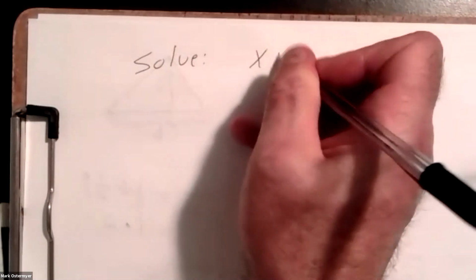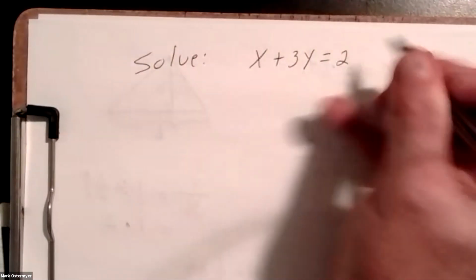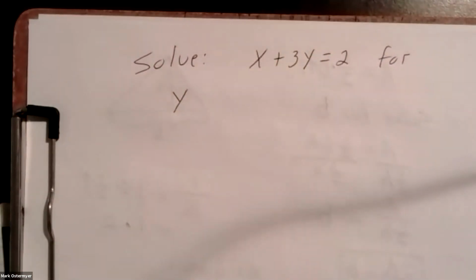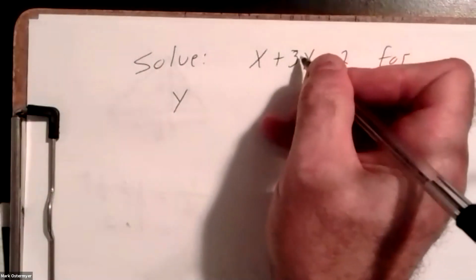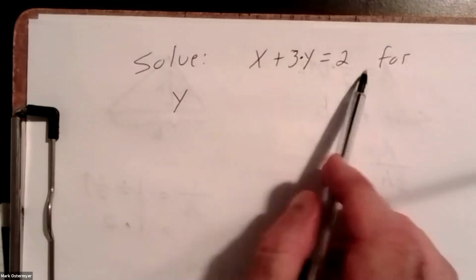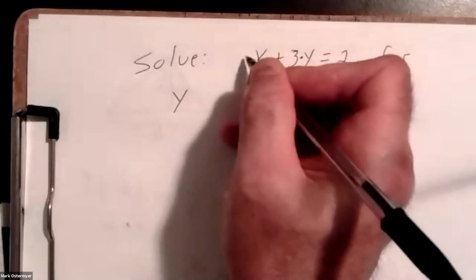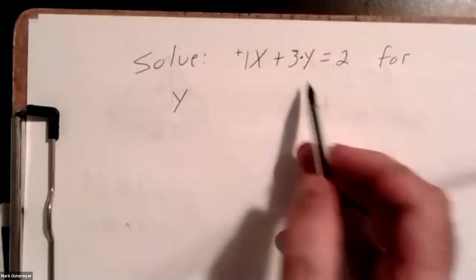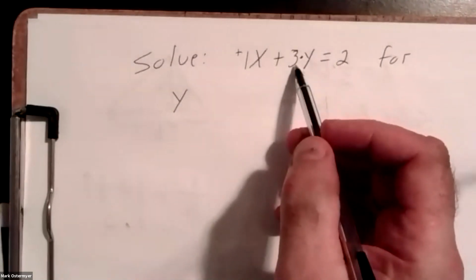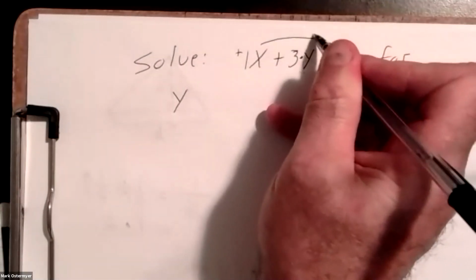How about this one? X plus 3y equals 2. If I want you to solve this formula for, let's say, y, how would we solve this formula for y? We got to get y all by itself, don't we, on the left side of our equation, and everything else on the right side. So what do we do first here? Well, before we divide both sides by 3, let's just move this whole term of 1x over to the right side.